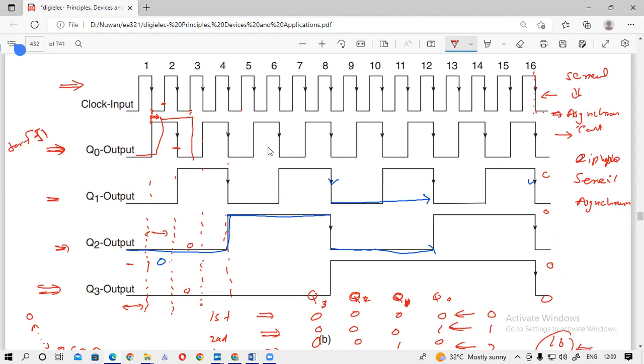So if there are four flip-flops, we call it a four ripple counter, or a four serial counter, or a four asynchronous counter. If five flip-flops are there, it will be a five ripple counter. So we can name them. Did you get this point? So you can see that this is a disadvantage of a serial counter.